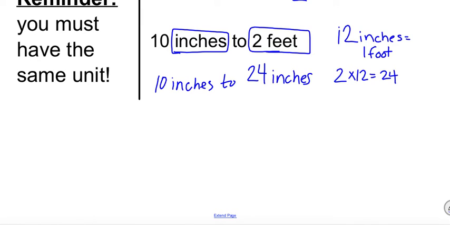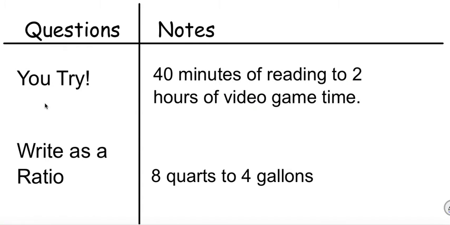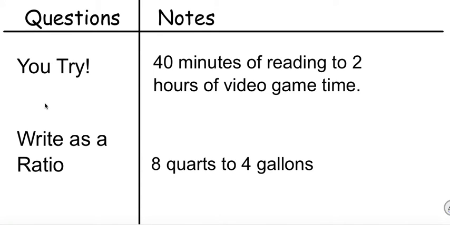And when I compare it, I need to write it in the exact order they give me. I don't try to change it around or manipulate it unless the words say to do it differently. And then I need to reduce this. And if I divide both by 2, I get 5 over 12. You try. Go ahead, pause, solve these 2 questions, and then come back.